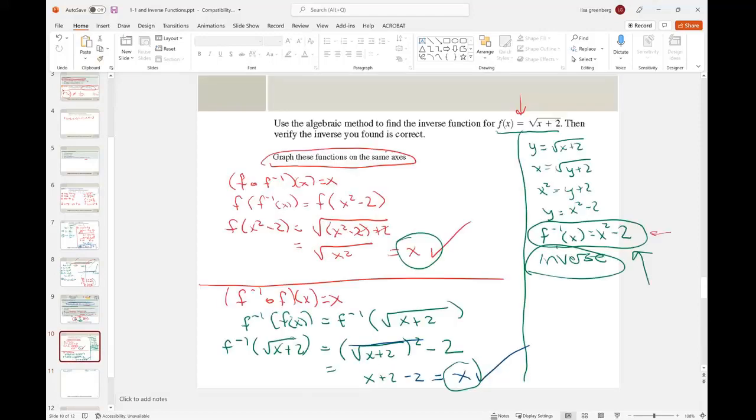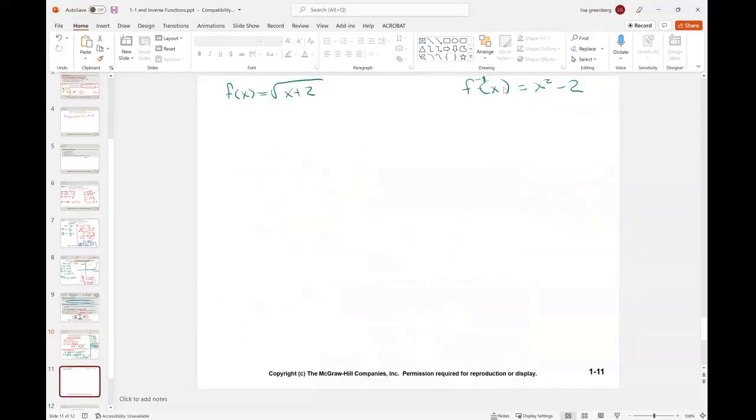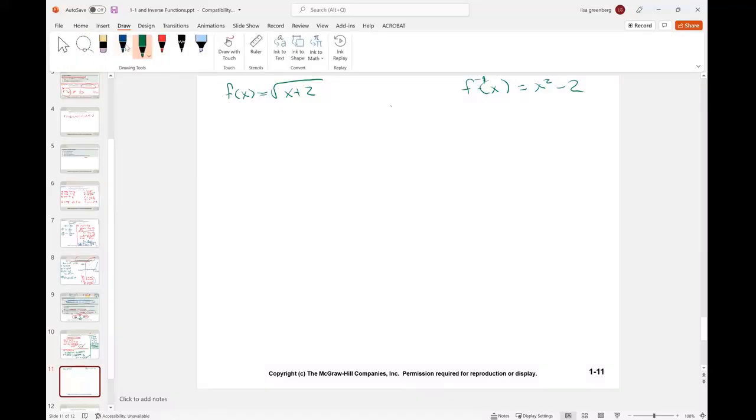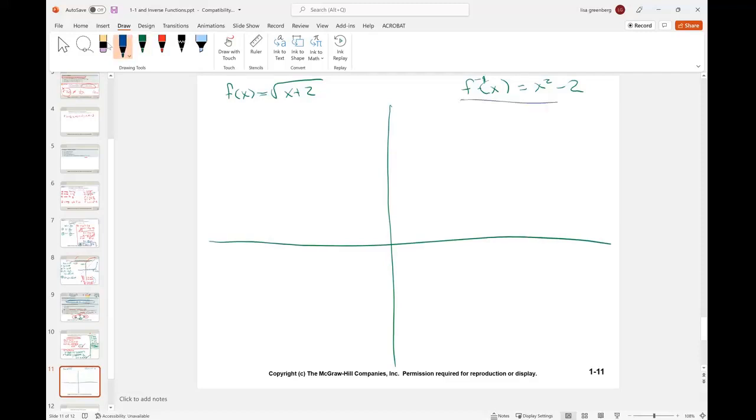I think so. Yeah. Okay, so now what I want to do is graph them on the same axis just to kind of show you. So we'll do this one first. What is that going to look like, Alex? The x squared minus 2.